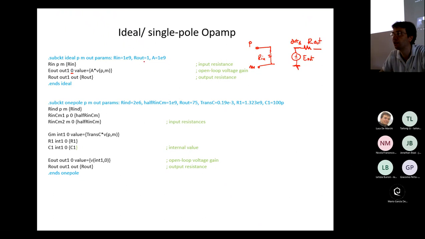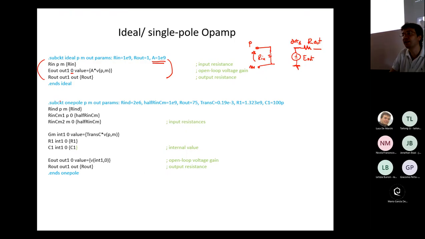Okay, R out is very small, just 1 ohm. The voltage controlled generator amplifies with a very high gain, 1 billion, the input voltage between node plus and minus. So this is the circuit which is simulated with this subcircuit. Okay, it is indeed a quite ideal op-amp with no frequency effect.